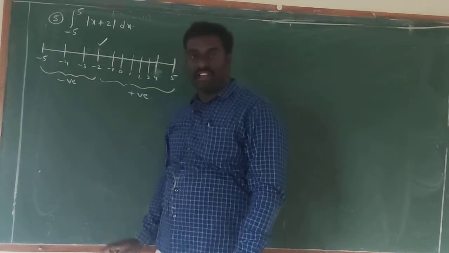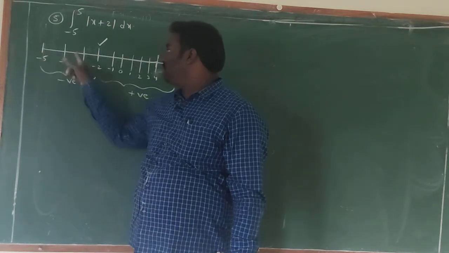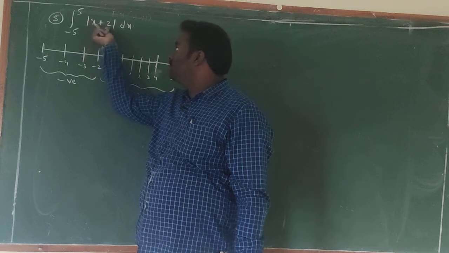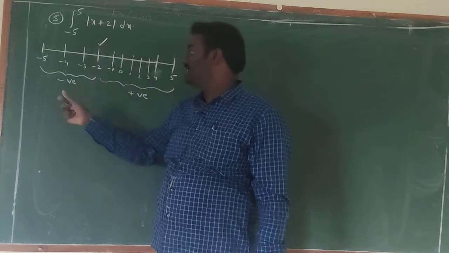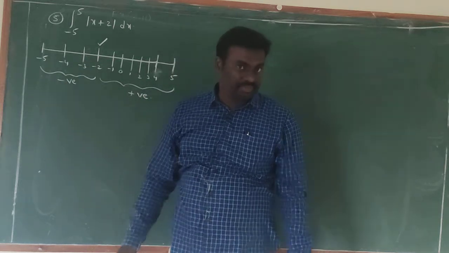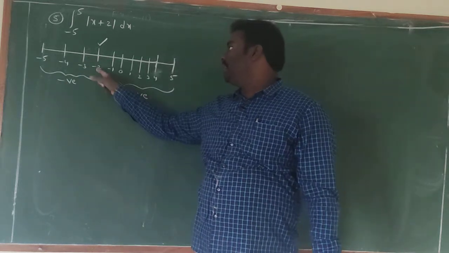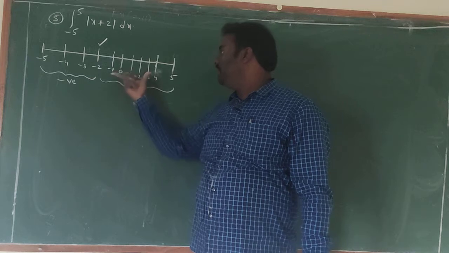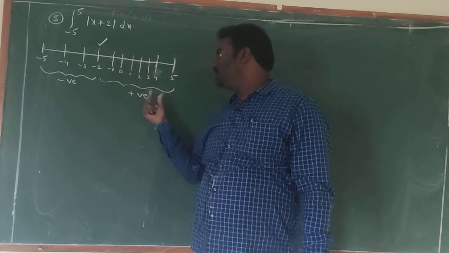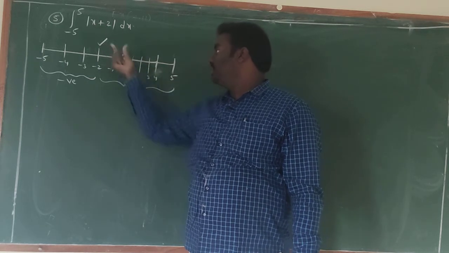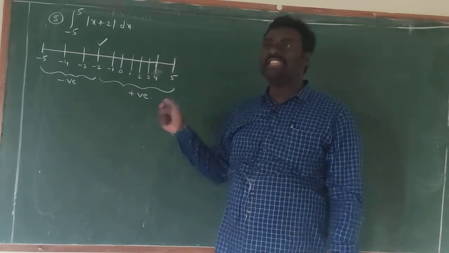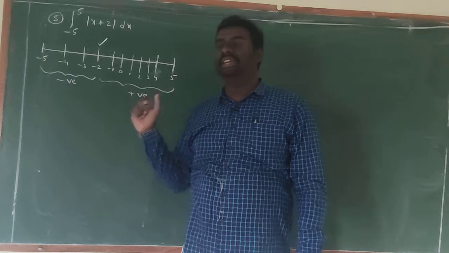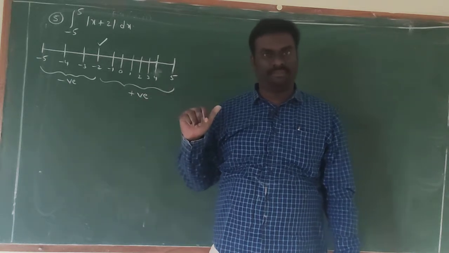If you take any value between minus 5 to minus 2 and substitute it, the value present in the modulus is negative. Similarly, from minus 2 to 5, if you take any value between these two and substitute here, you will get positive. So this is an easy method to guess the signs.